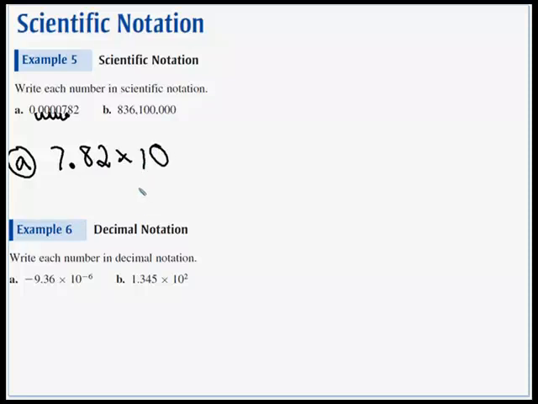times 10 to some power. And I know that power is going to be a 5, but is it a positive or a negative 5? I always remember, decimal numbers, these very, very small decimal numbers, are always negative exponents.